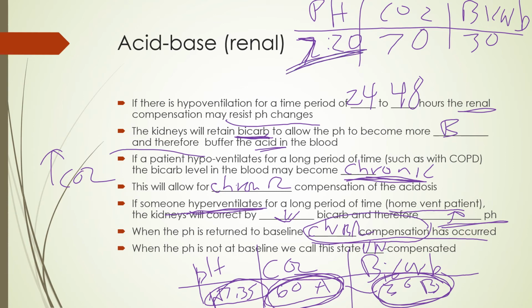Is the pH within 7.35 to 7.45? No, it's acidotic, so I'm going to label it. CO2 of 70 is acidotic, so I'm going to label it. Bicarb of 30 is basic, so I'm going to label it. So when I'm looking at this, I have an acidosis of some sort, because look at my pH. So I have an acidosis. Who's causing it? Well, there's only one other thing that has the acidosis, and so this is a respiratory acidosis.